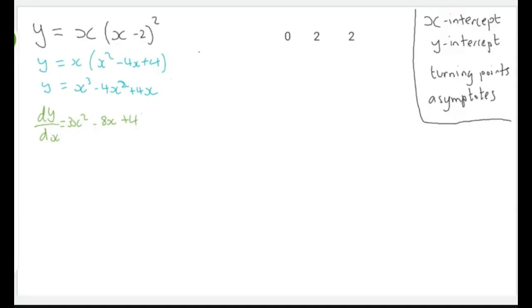And then for the quadratic, I got x equals 2 over 3, or x equals 2. So you end up getting x equals 2 over 3 or x equals 2. Okay.